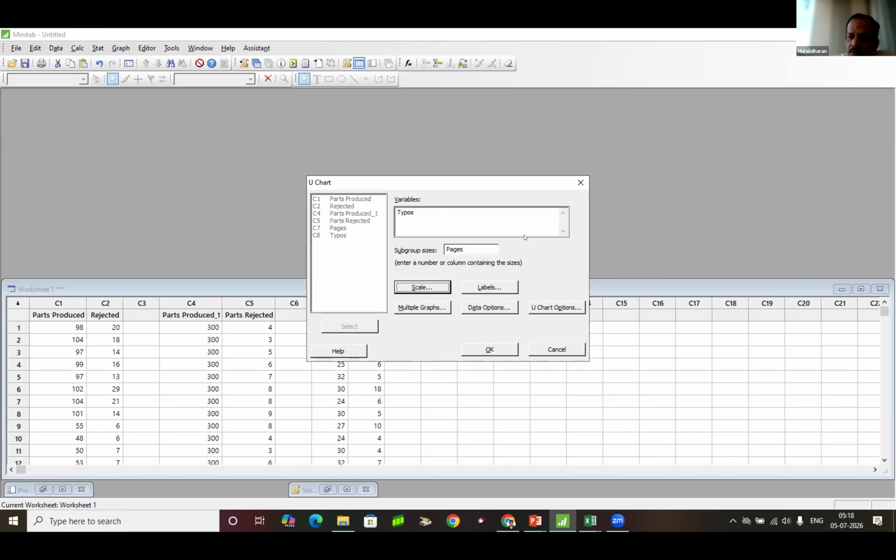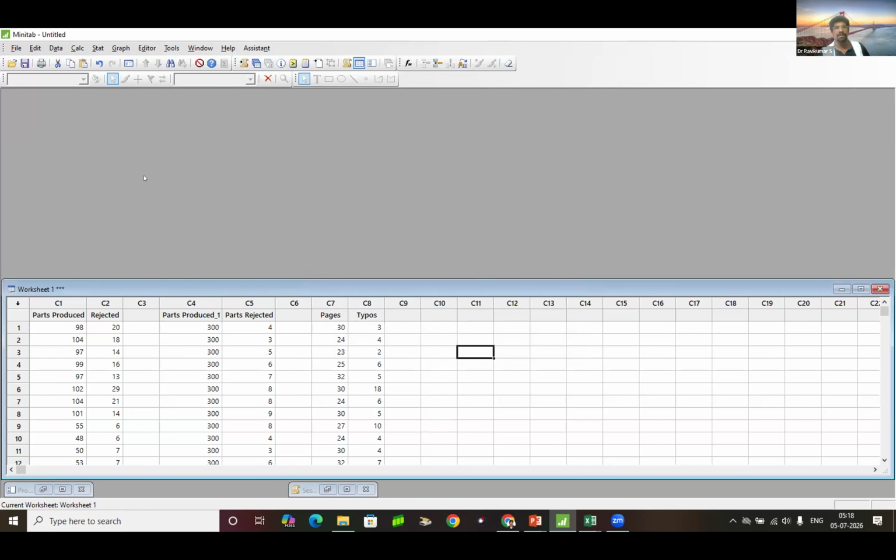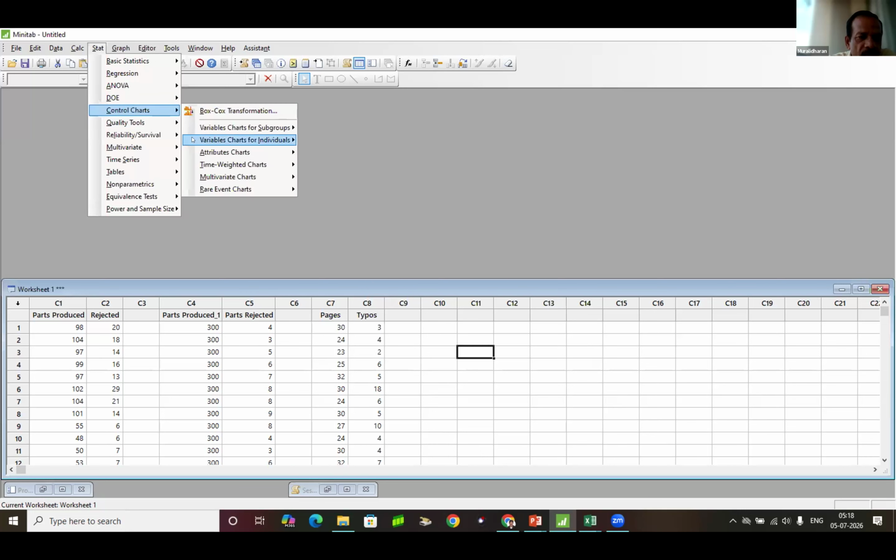But it is coming C5 is coming 4, and C4 is 300. Actually, that is the previous chart, so we need to cancel that. Are you able to see the screen which I am showing you? Yeah, I am able to see, sir. C4, C5 is there. I got it.